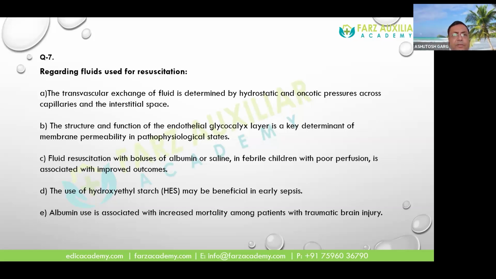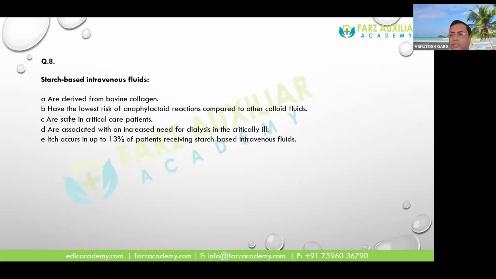There is no improved outcome with the albumin or saline. So starch-based IV fluids are derived from bovine collagen, lowest risk of anaphylactic reaction, are safe in critical care patients, are associated with increased need for dialysis in critically ill. Itch occurs in up to 13% of patients receiving starch-based IV fluids. So what is your answer?